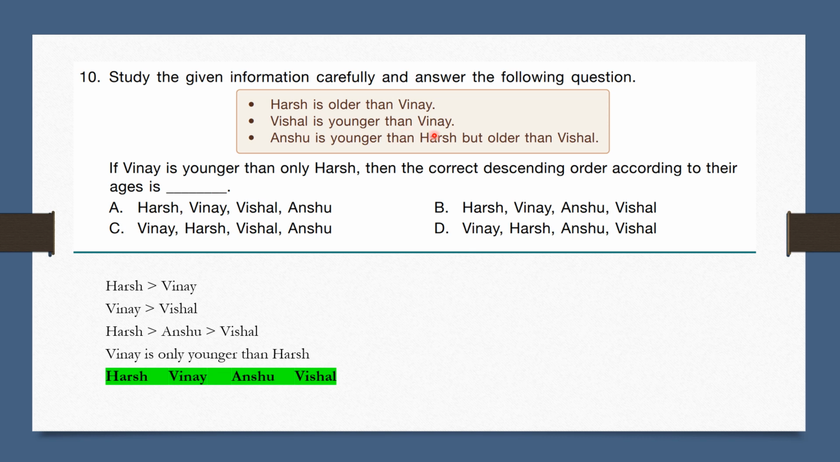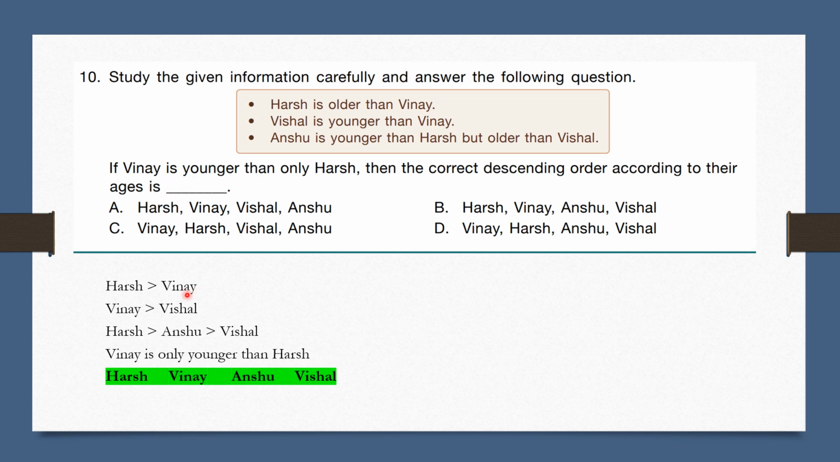Vishal is younger than Vinay. So Vinay is older than Vishal. So we can write Vinay is greater than Vishal. Anshu is younger than Harsh but older than Vishal. So Anshu will be in the middle of Harsh and Vishal, and younger than Harsh, so less than Harsh and greater than Vishal. If Vinay is younger than only Harsh, then the correct descending order according to their age is.